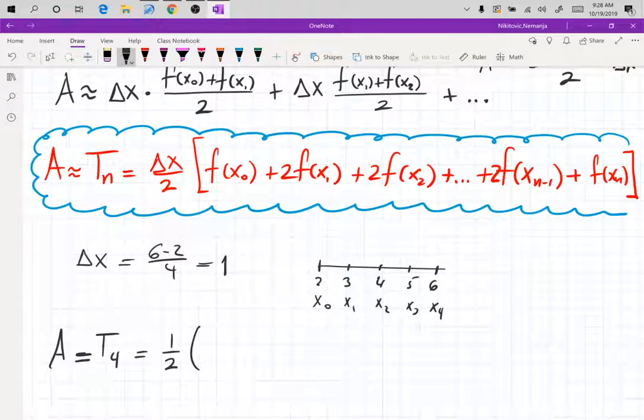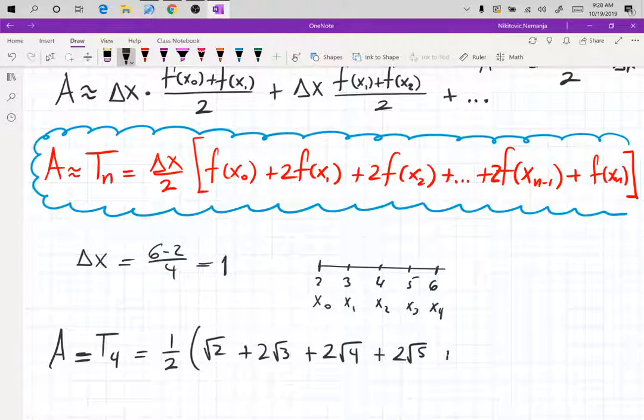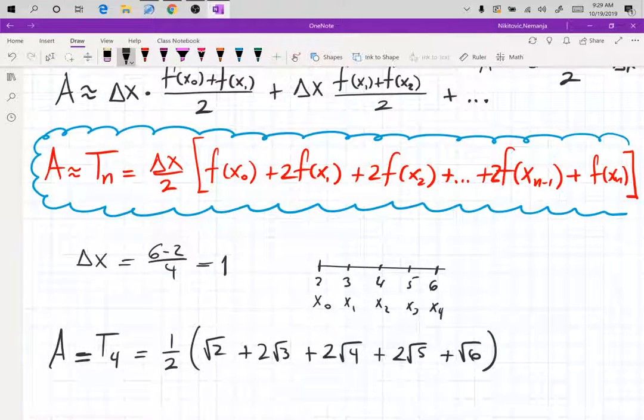and I plug in square root of 2, square root of 2 plus 2 square root of 3 plus 2 square root of 4 plus 2 square root of 5 plus square root of 6 single. So the first and the last are single, and all of the other ones in the middle are doubles. When you punch this in the calculator, you better get something around 7.9, right?